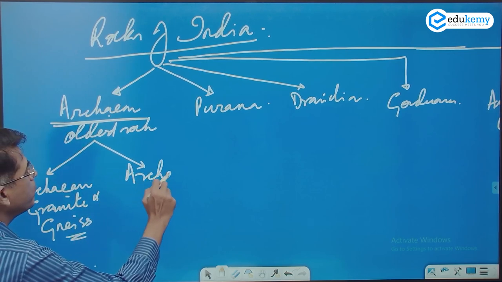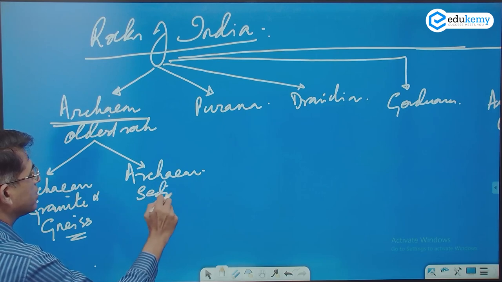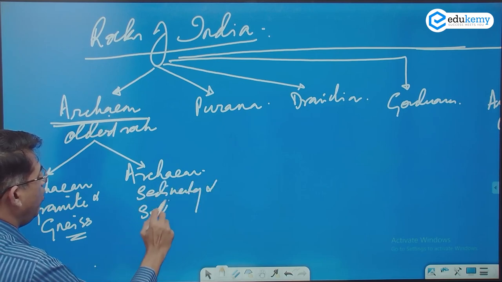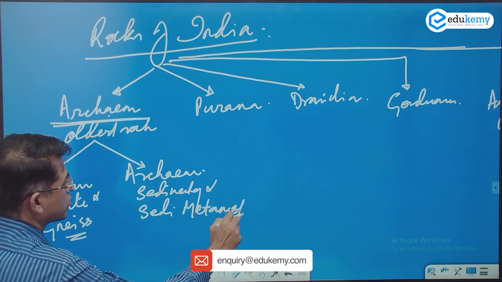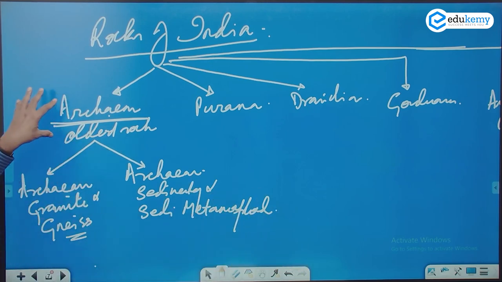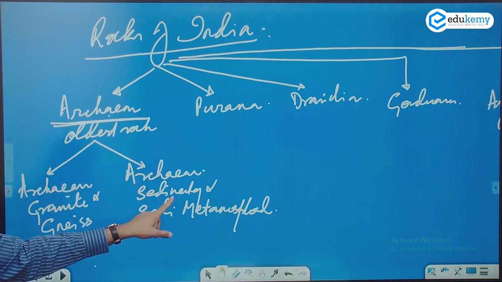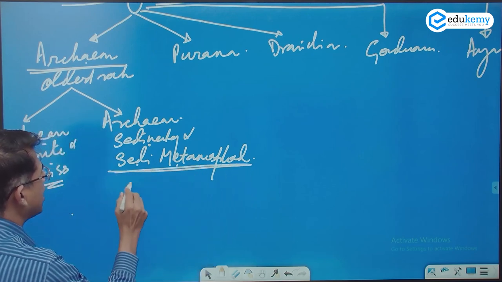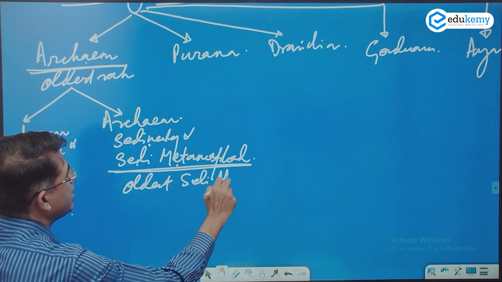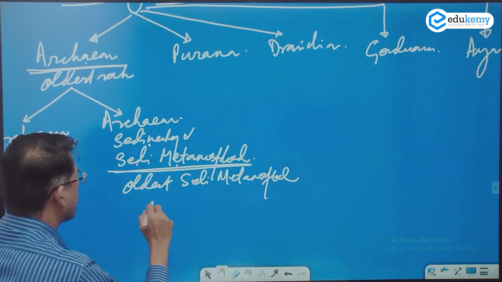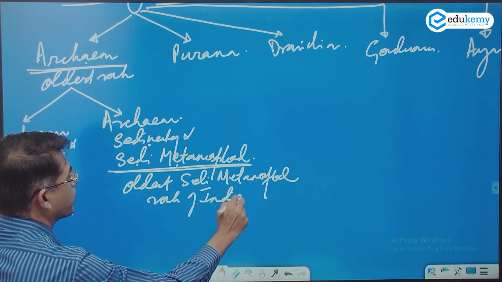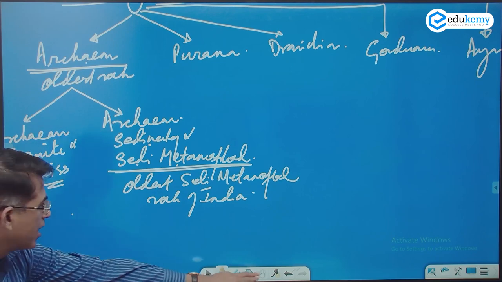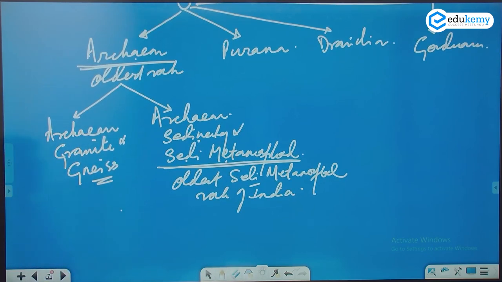And we have Archean sedimentary metamorphosed rocks. The oldest rocks are the Archean rocks. Archean rocks are of two types: Archean granite and gneiss, and Archean sedimentaries and sedimentary metamorphosed. These are the oldest sedimentary metamorphosed rocks of India. Okay, Archean granite and gneiss, Archean sedimentary metamorphosed.